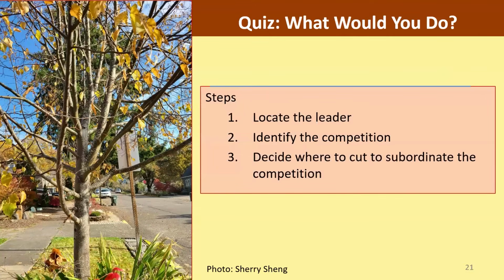So let's wrap up with a quiz. What would you do with this tree? First, locate the leader, then identify the competition, and decide where to cut in order to slow the competition. Well, I would say that's the leader, and this is the competition right here. And I would probably make the cut right there. And if you're standing in front of the tree and that seems too severe, you could look up for options that will have less traumatic impact on the tree.